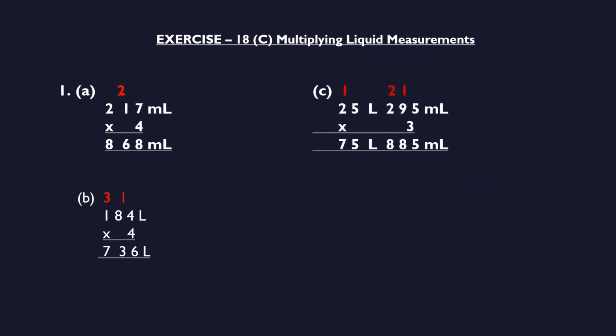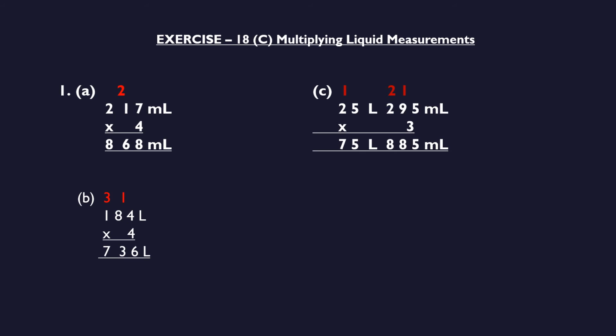Then C part, children, 25 liters, 295 milliliters multiplied by 3. Now 3 fives are 15. You have to start from the milliliter side, children. 5 you write in the answer part and 1 as carry. Then 3 nines are 27. 27 plus 1 is 28. So write 8 in the answer part and 2 as carry. Then 3 twos are 6. 6 plus 2 is 8. So on the milliliter side you will write 885.